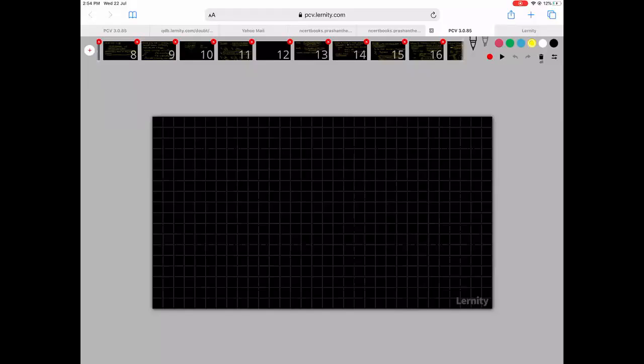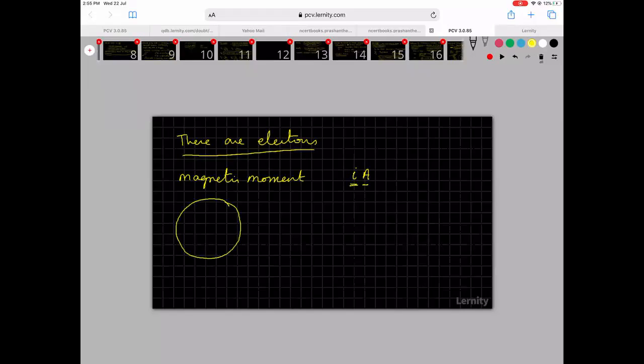I am saying that there are electrons in every object. Now an electron is associated with a magnetic moment. What is the magnetic moment? Magnetic moment for anything is I into A: I for current, A for area. So if there is an electron which is revolving, then I is equal to Q into F. F means number of revolutions per second. So that is equal to Q by time period. Time period means time taken for one revolution. So now time taken is what?